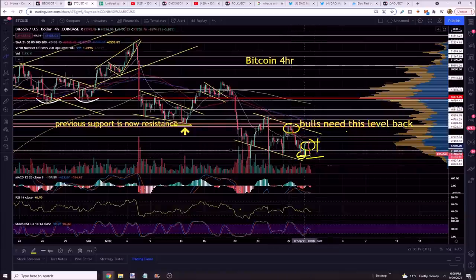Pay attention to Bitcoin. You do not want this to roll over. We talked about the bulls having to get this level back, 44,000. If not, 40,000, 38,000 is in the cards.